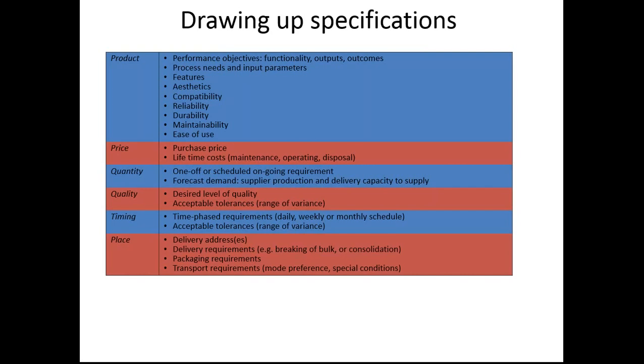So, drafting specifications, drawing them up. We look at the performance objectives in functionality terms. We look at them in terms of outputs. We look at them in terms of the outcomes, what you expect at the end of it. You lay down the process needs so everybody understands what the real need is. That's very important, of course, when designing any form of performance specification, and you look at the input parameters and what you expect to come back. You work out features, aesthetics.